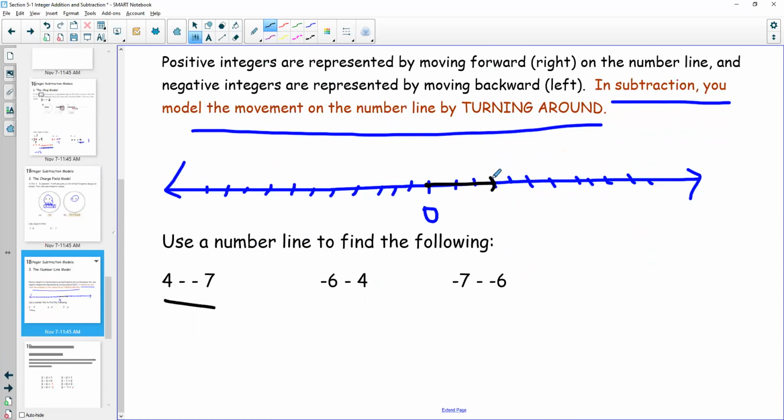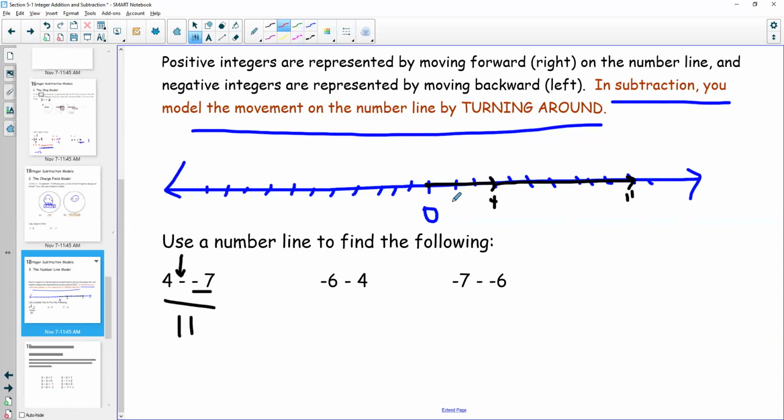So normally when I move -7, I move to the left, right? But when I'm taking away, when I'm subtracting, I turn around and walk in the opposite direction. Sounds crazy, right? So this means go the opposite direction of -7. Well, the opposite direction of -7 is +7, right? So I'm going to go 7 more this direction. +4 minus -7 is 11.